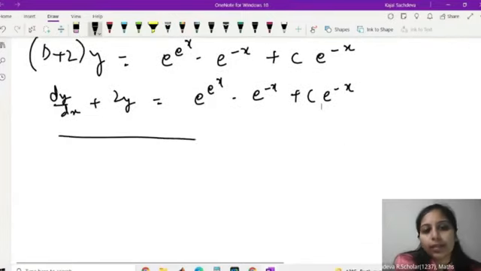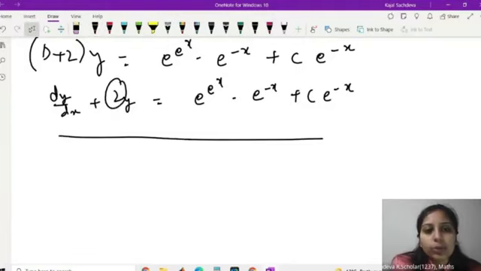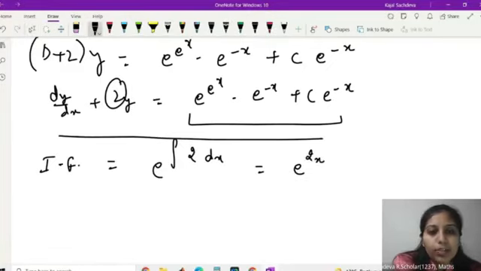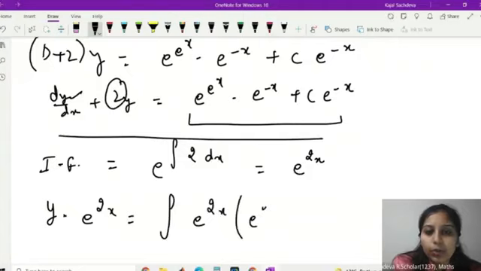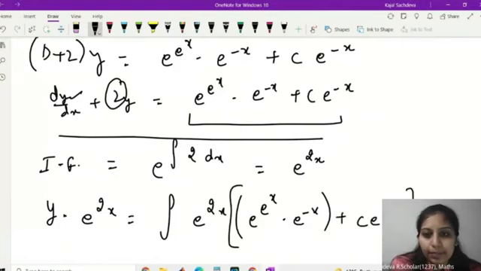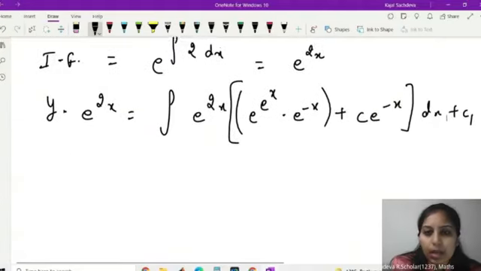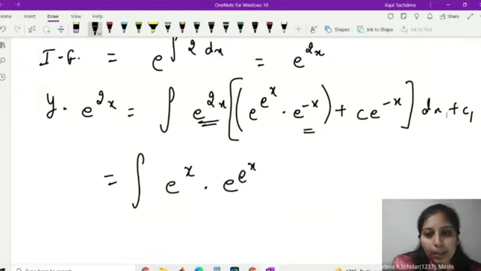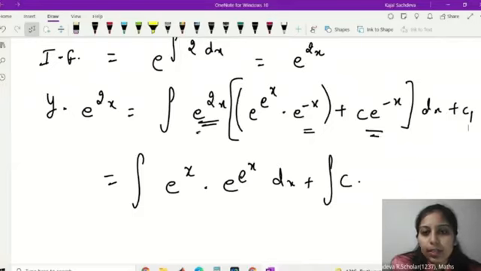So this is again a linear differential equation of first order. Here this time P is equal to 2 and the whole right side is Q, some function of x. So again the integrating factor we find is e^(∫P dx), which is e^(2x), and the solution is y times the integrating factor equals the integral of the integrating factor times Q dx, plus, this time, the constant c1. So we get our solution as e^(2x) times e^(-x) e^(e^x) dx, plus the next part c e^(2x) times e^(-x), which is e^x, dx, plus c1.